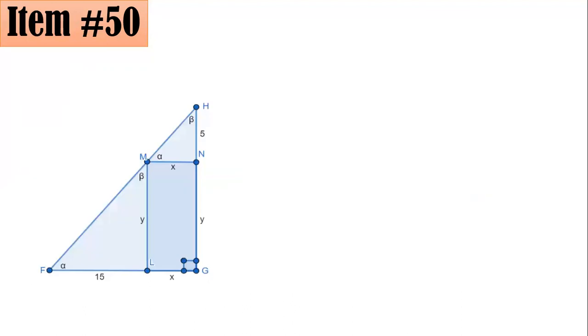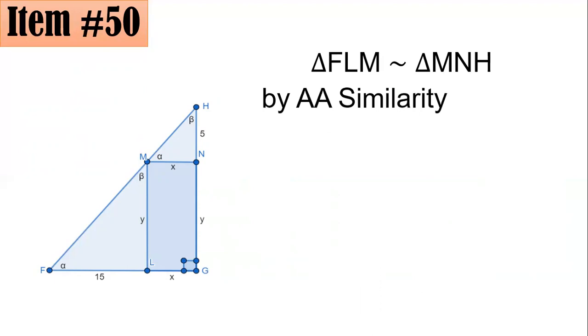You could actually see that they are similar. How come? This is a rectangle, therefore this is parallel to this one, and ML is parallel to HG as well. And since they are parallel, if this is alpha, this should also be alpha, because they are corresponding angles. This is beta. This is also beta because they're corresponding. And you could see that they are in fact similar by AA similarity. That's why triangle FLM is similar to triangle MNH by AA similarity. In fact, you could also do AAA, but AA is also good.